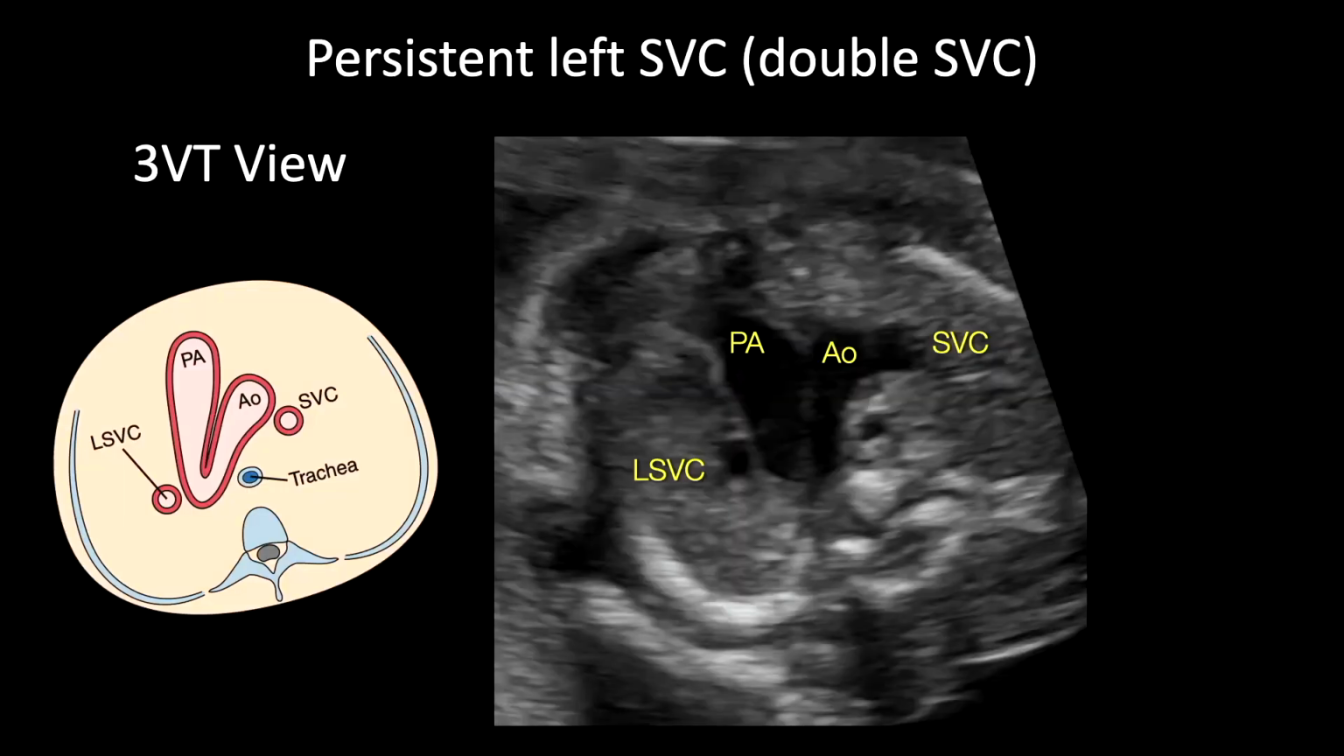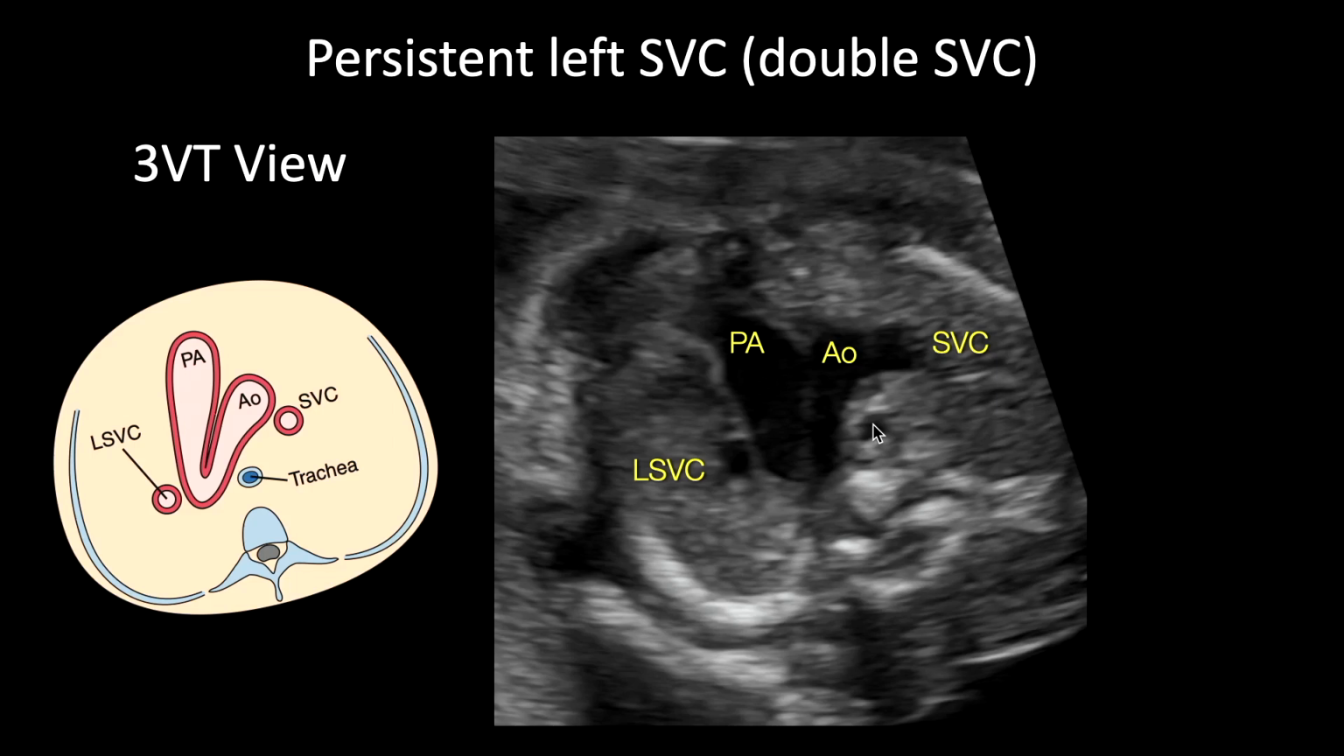So let's look at a persistent left superior vena cava. The classic view is the three-vessel trachea view. Superior vena cava here, aorta, PA, and the left superior vena cava. Note that the left superior vena cava is not at the level of the superior vena cava. The right superior vena cava is a little bit more posterior. It's more at the level of the trachea.